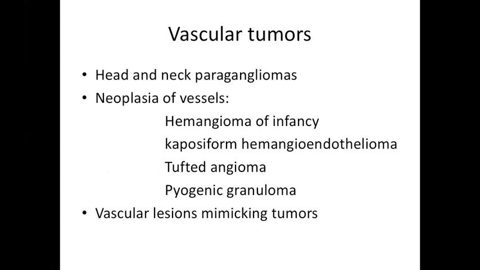So what sort of areas are we talking about? Well, there is a small entity we'll touch on first, and it's called vascular tumors. Vascular tumors would include head and neck paragangliomas, neoplasias of the vessels, which have multiple classifications. This is one of the simplest ones. And vascular lesions mimicking tumors.